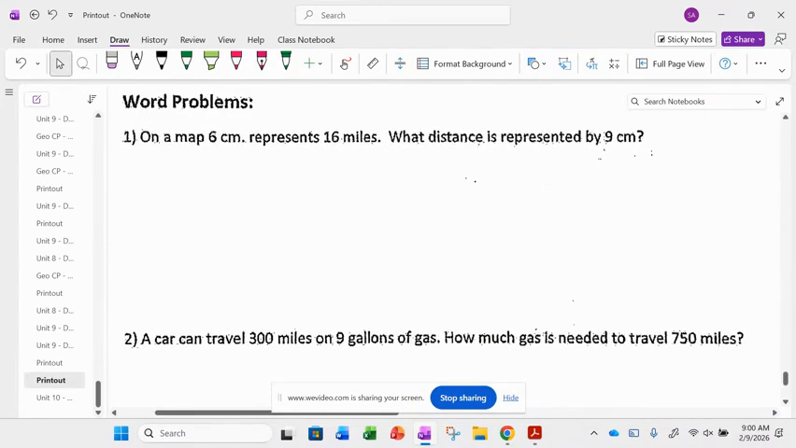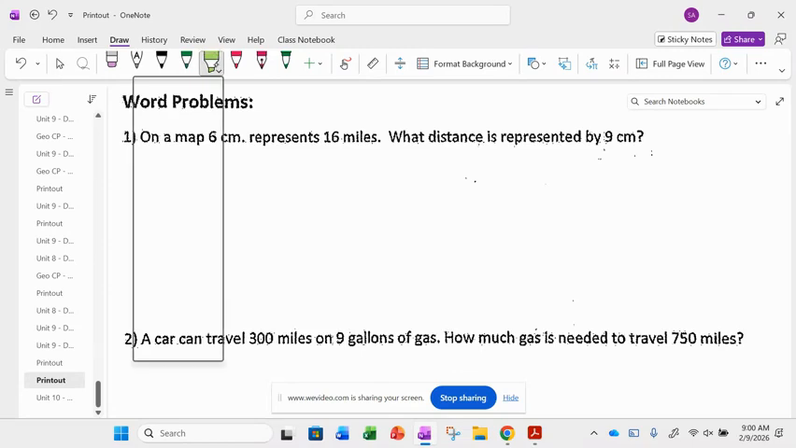So now let's talk about word problems. It says on a map, 6 centimeters represents 16 miles. What distance is represented by 9 centimeters? We're definitely creating a ratio here. And the reason I know we're creating a ratio here is because we're comparing 2 different units. Do you see how it says on a map, 6 centimeters represents 16 miles? So the 2 units that we're comparing are centimeters and miles.